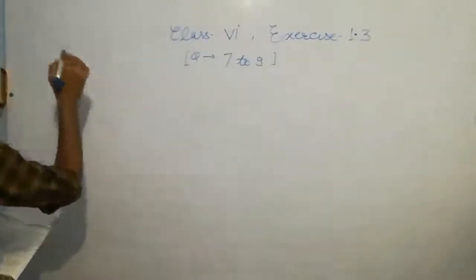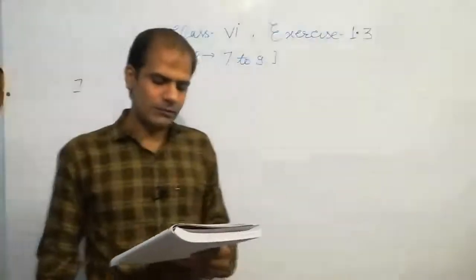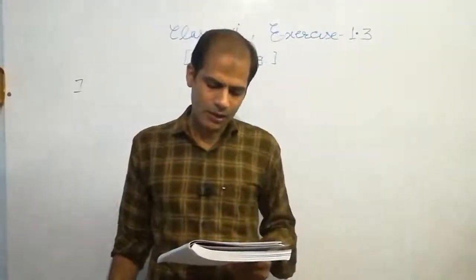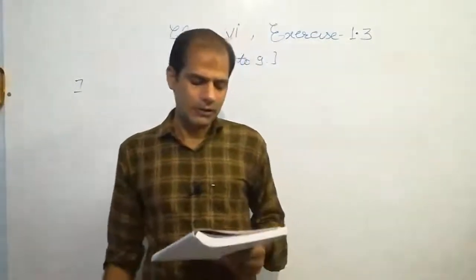So 7th question is, a factory produces 8565 screws in a day. How many screws will it produce in a year if the factory has 291 working days in the year? So I write the question.